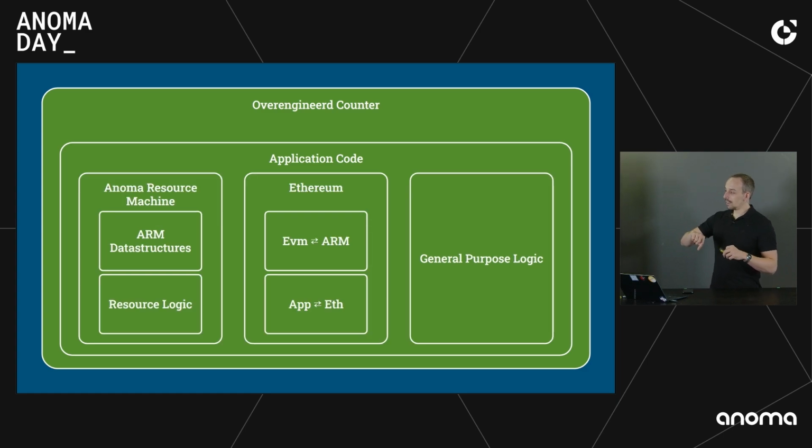If we go one layer deeper, we know that the Anoma resource machine consists of Anoma resource machine data structures and resource logics, and that the logic you need to actually communicate with Ethereum means you need bindings that convert EVM bytes into resource machine bytes and vice versa. And you will also need logic to communicate from within your application to Ethereum, basically submitting a transaction or reading information from Ethereum. What is the value of my counter? And again, your general purpose logic.